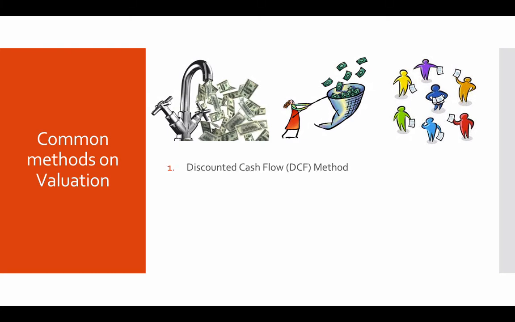So, the first on the left is the discounted cash flow. As you can see, cash is flowing out of the tap. DCF is a common method of valuing a company. It involves forecasting what the cash flows will be and then discounting it at a discount rate, then dividing the total value that we get by the outstanding shares, and we'll see how that gets done.